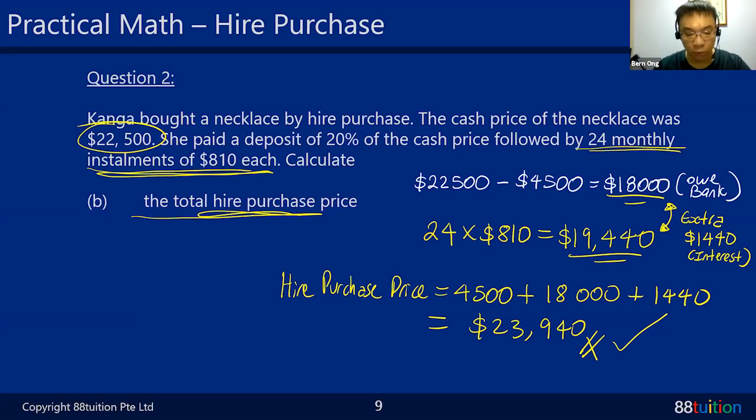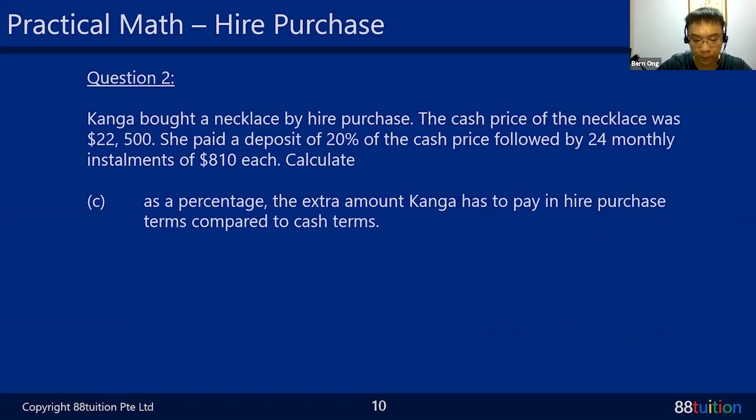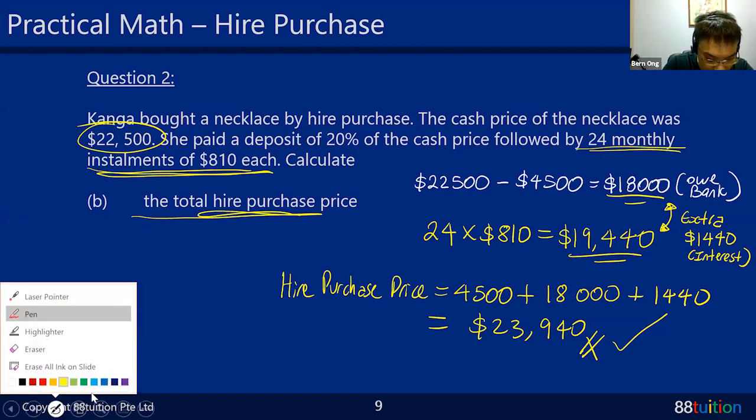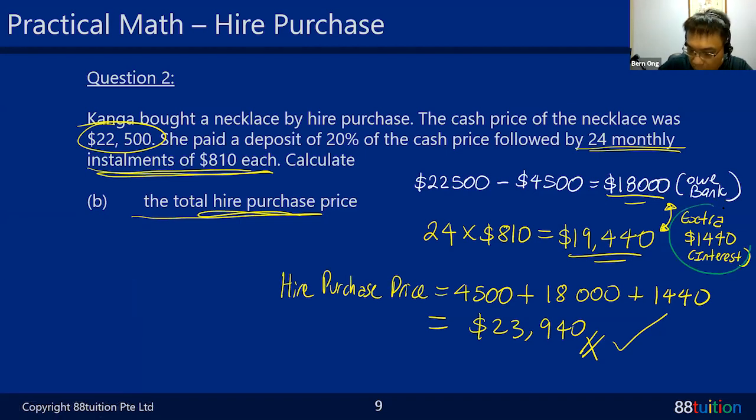All right, moving on to part C. What's the question looking for? You're supposed to calculate as a percentage the extra amount Kanga had to pay compared to the cash terms. How much extra does she have to pay? She has to pay 1,440 extra. That's the interest, right? You have to make this 1,440 into a percentage.